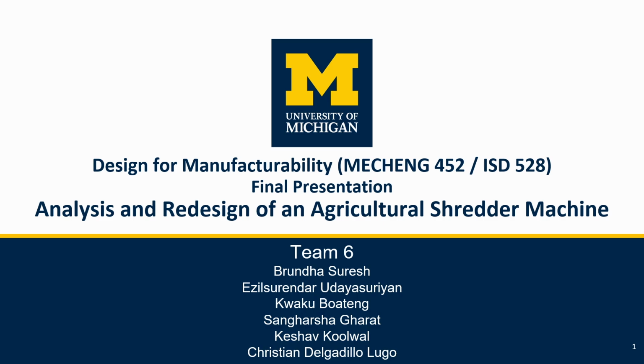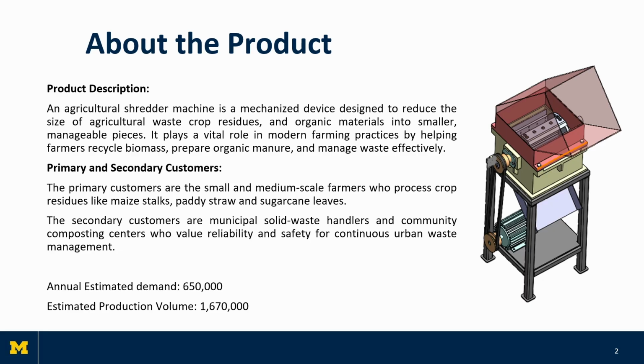This is the final presentation for DfM from Team 6, analysis and redesign of an agricultural shredder machine. An agricultural shredder is a mechanized machine that reduces crop residues and organic waste into smaller manageable pieces. The primary customers are small and medium scale farmers, while the secondary customers are municipal solid waste handlers and community composting centers. Annual estimated demand is 650,000.